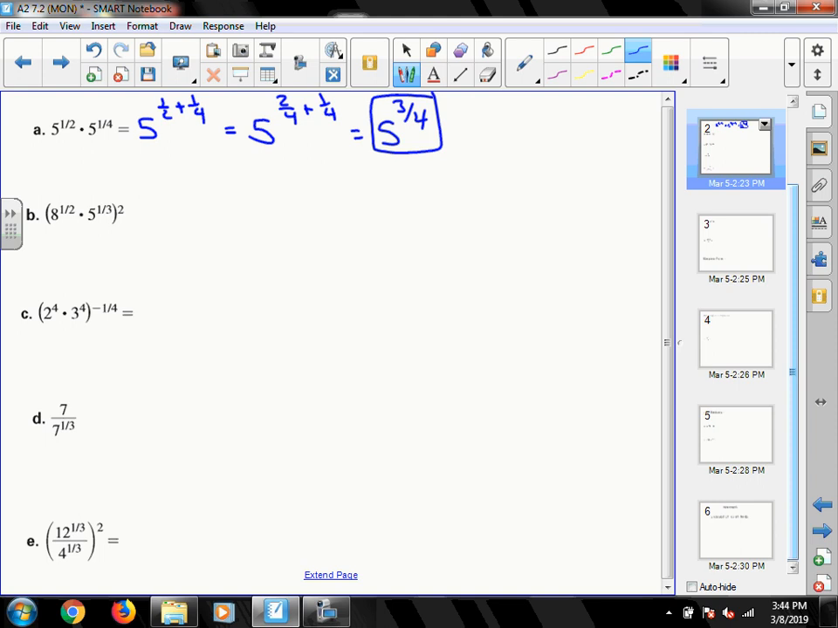Then B, distribute my 2 to both of these, so I end up with 8 to the 1/2 times 2 times 5 to the 1/3 times 2. So 1/2 of 2 just gives me 8. 1/3 times 2 helps. Think of this as 2 over 1, and I'm going to multiply that by 5 to the 2/3. Again, feel free to just leave that since 5 does not have a perfect cube root.